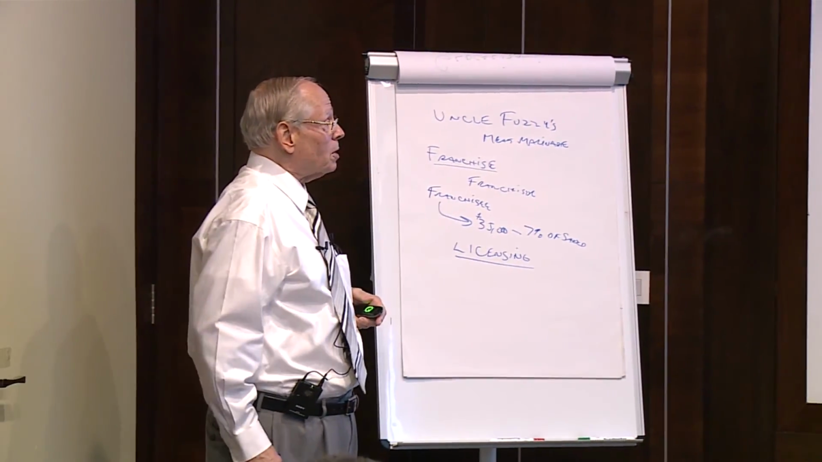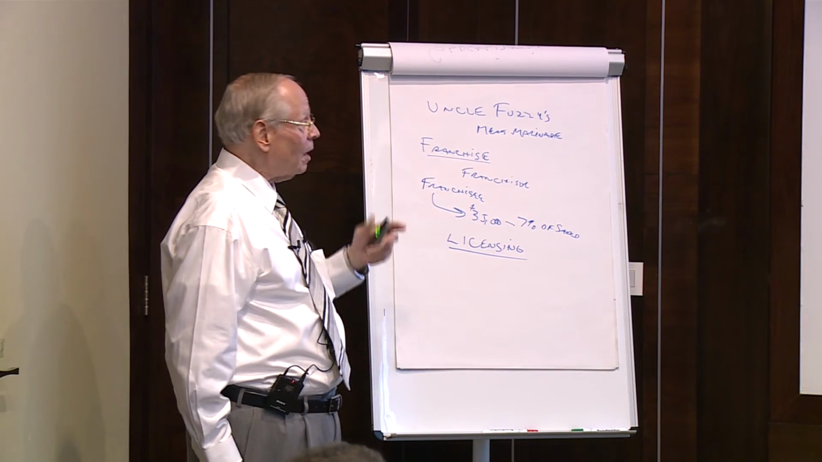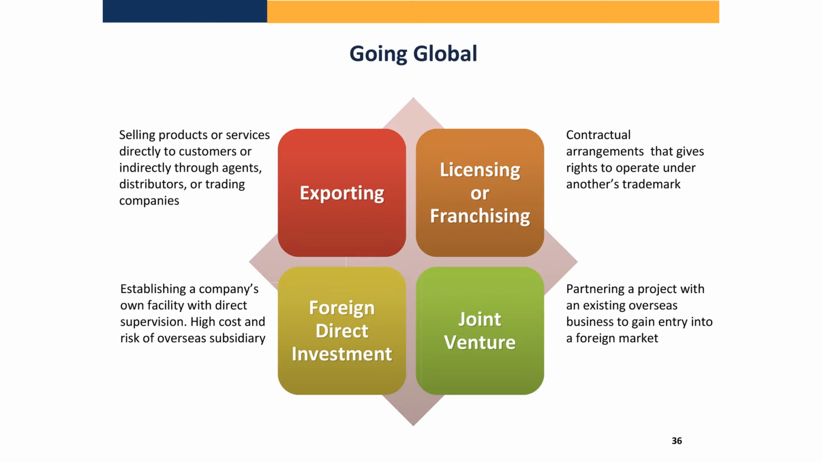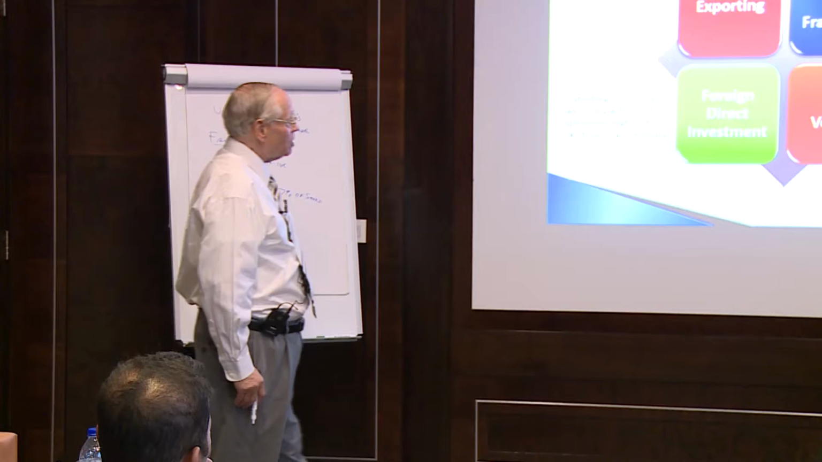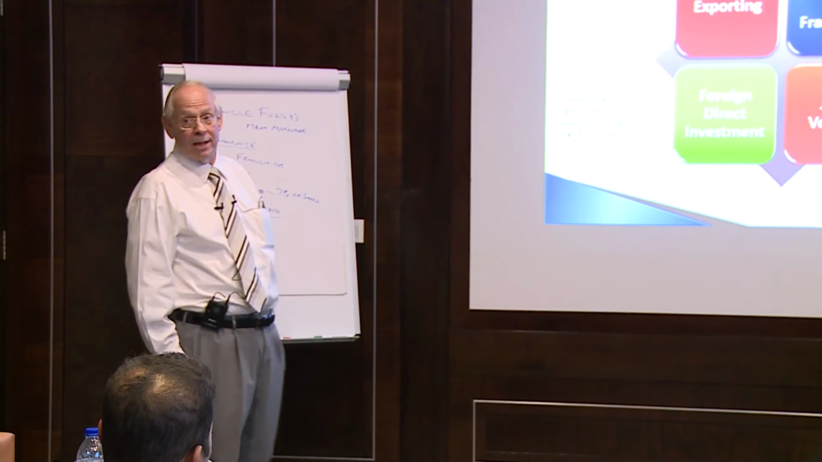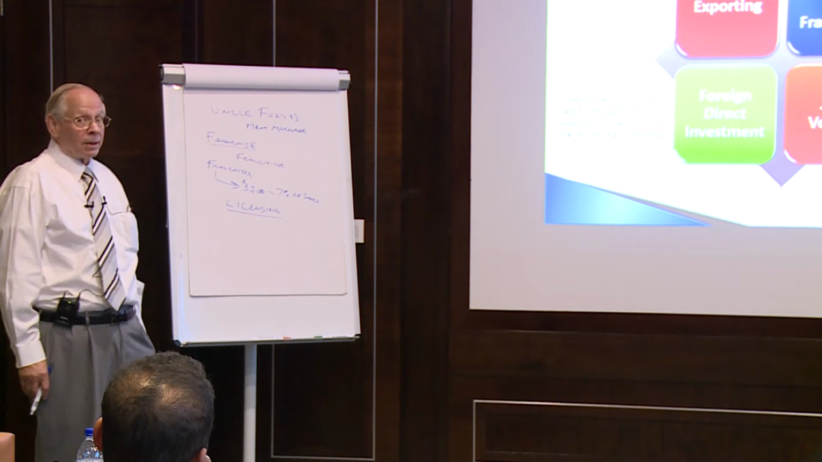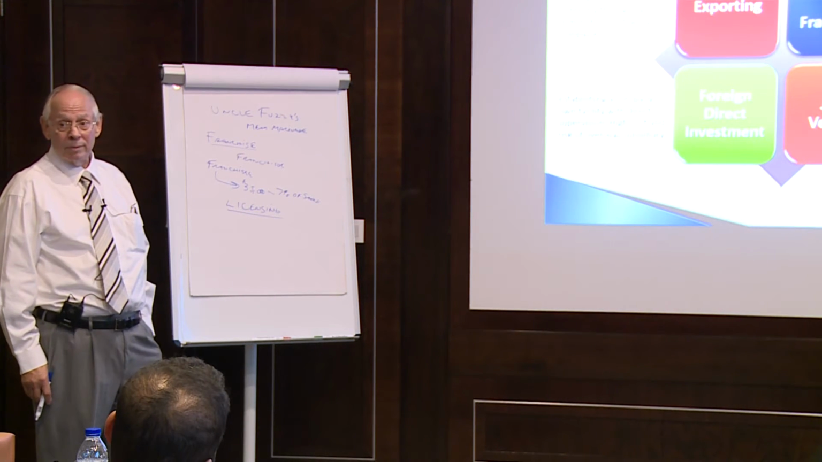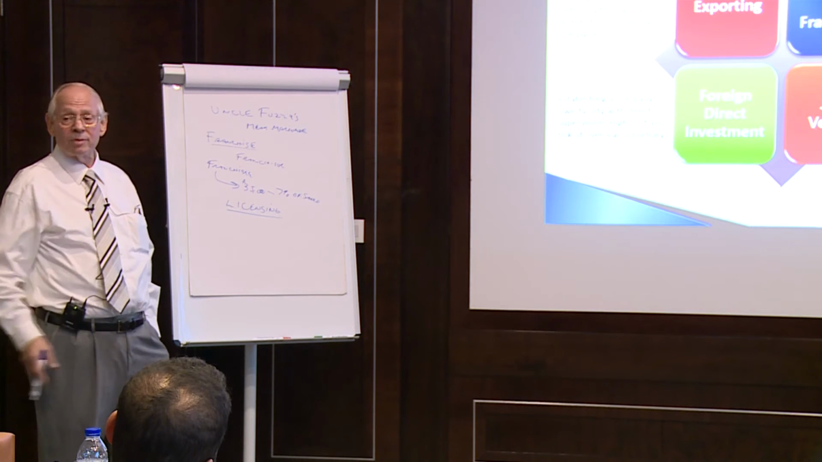Joint venture, of course, we already talked about: partnering a project with an existing overseas business to gain entry into a foreign market. And foreign direct investment, I mentioned this before. This probably is the most expensive and carries the most risk. If you want to establish a company's own facility with direct supervision in a foreign country, there is high cost and risk of an overseas subsidiary. That means you go into a country, you have to get all the permits you need, buy the land, build the building, hire staff, get all your equipment. Foreign direct investment has a lot of risk.